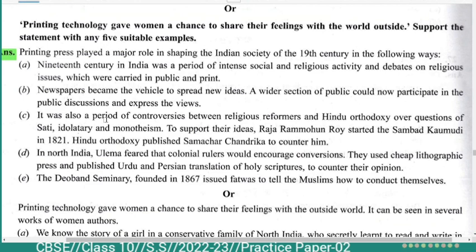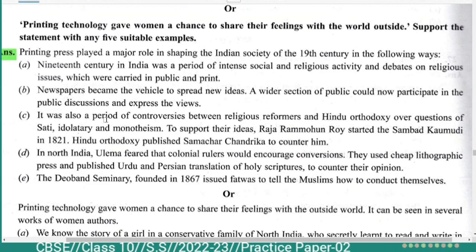The 19th century in India was a period of intense social and religious activity, and debates on religious issues were carried in public and print. Newspapers became the vehicle to spread new ideas. A wider section of the public could now participate in the public discussions and express their views.